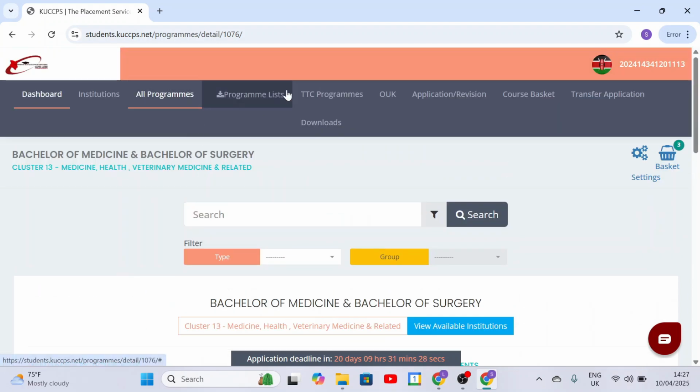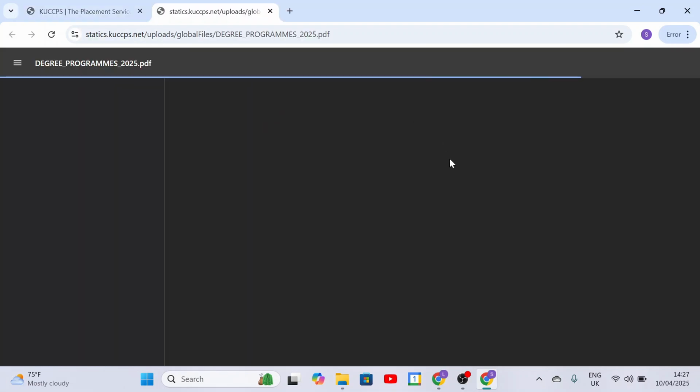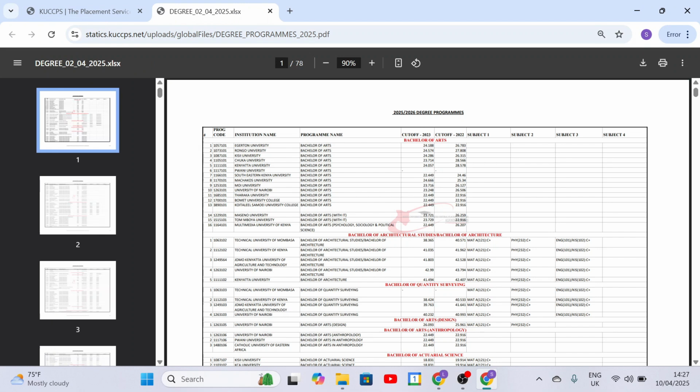From there, we go to the program list. So if you want to see all the degree programs, it will take you to another page, of course, after we have downloaded it. So here I can check, I can see we have a Bachelor of Arts in Egerton.